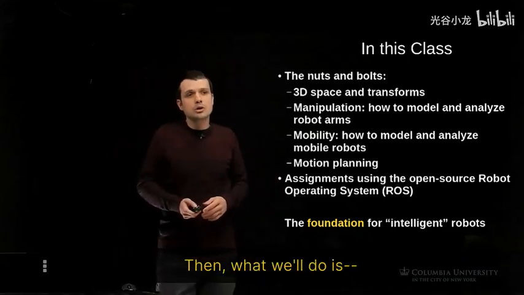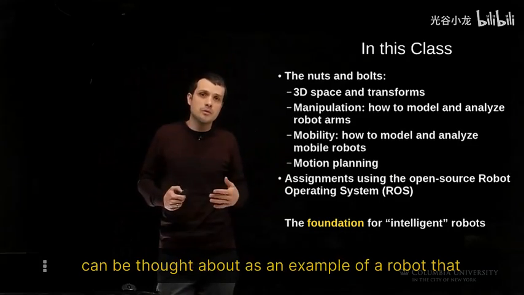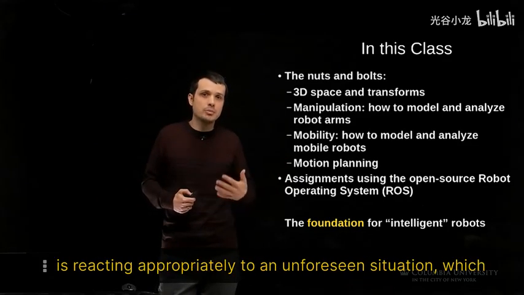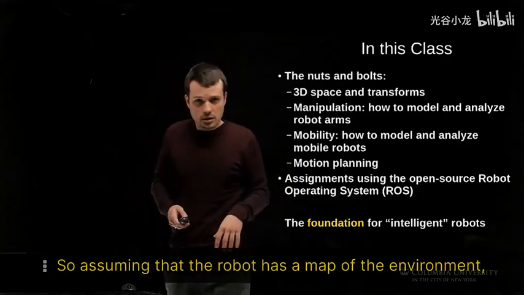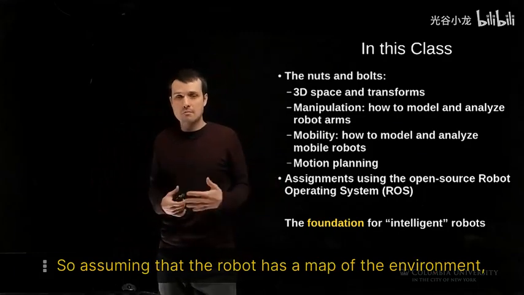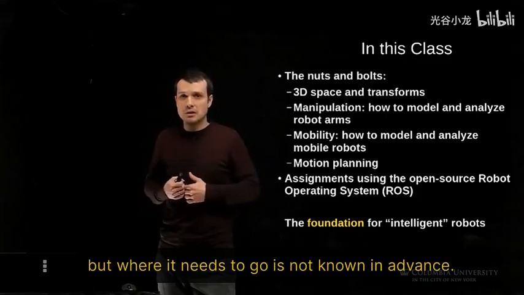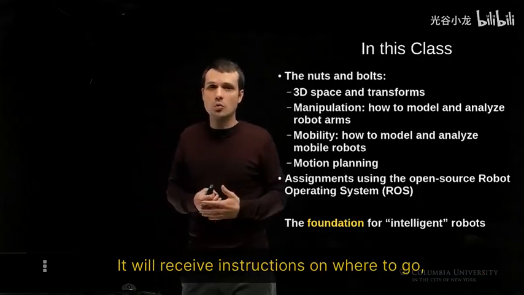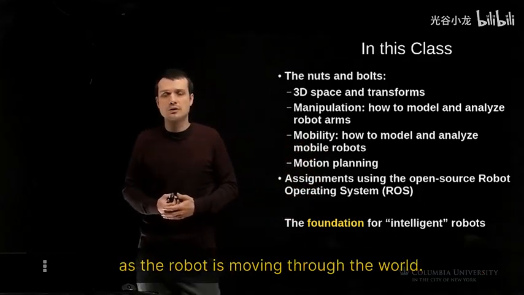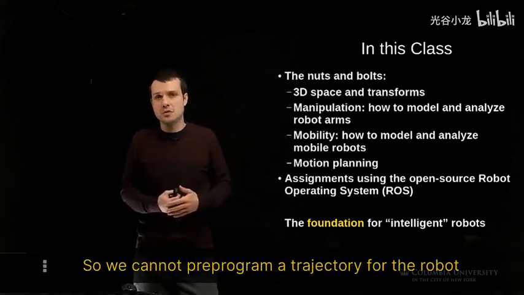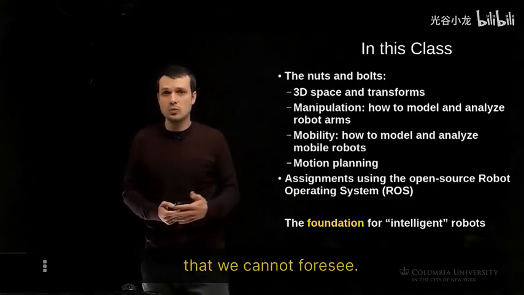Then what we'll do is the last big chapter of the class can be thought about as an example of a robot that is reacting appropriately to an unforeseen situation, which is motion planning. So the robot, assuming that the robot has a map of the environment, but where it needs to go is not known in advance. It will receive instructions on where to go, but those instructions will come at runtime as the robot is moving through the world. So we cannot pre-program a trajectory for the robot to follow, because where it needs to go will change in ways that we cannot foresee.